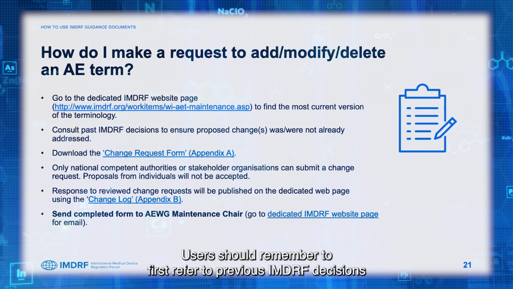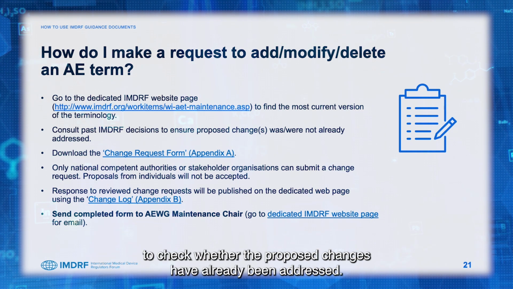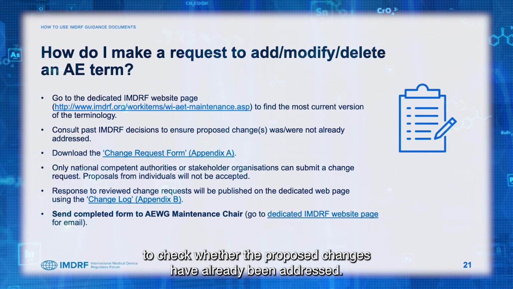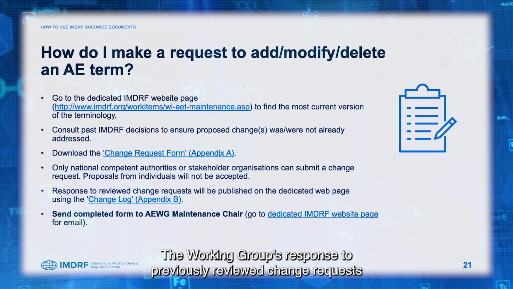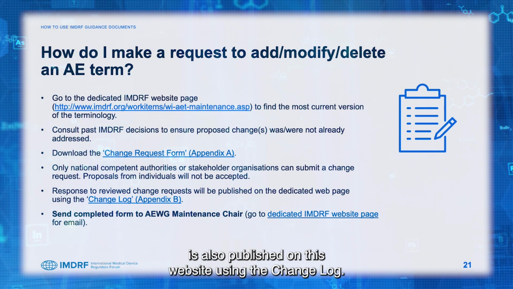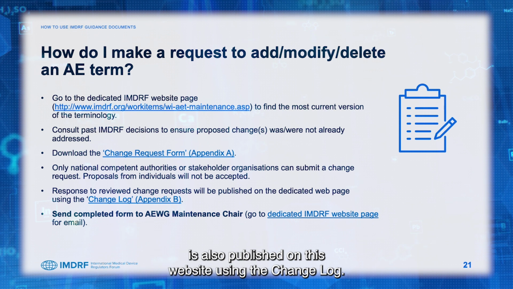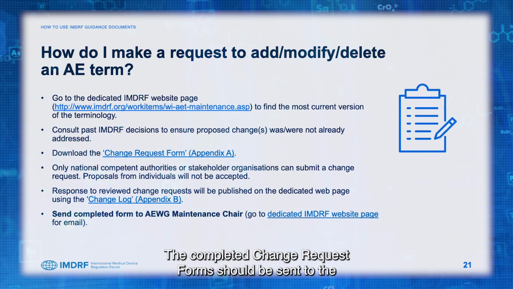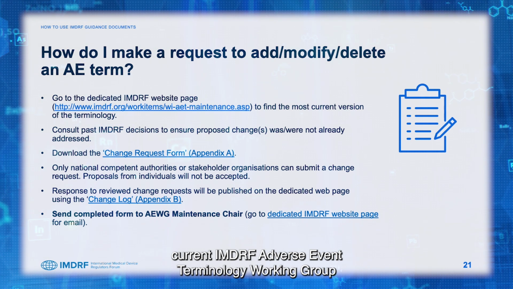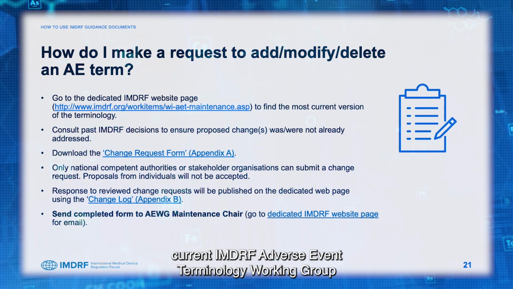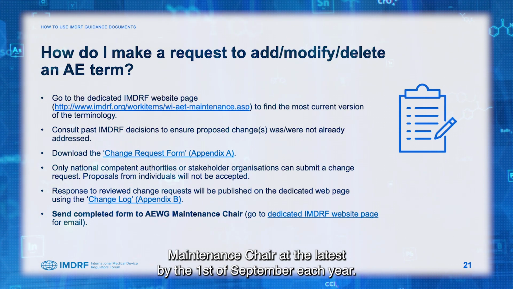Users should remember to first refer to previous IMDRF decisions to check whether the proposed changes have already been addressed. The working group's response to previously reviewed change requests is also published on this website using the change log. The completed change request forms should be sent to the current IMDRF Adverse Event Terminology Working Group Maintenance Chair at the latest by the 1st of September each year.